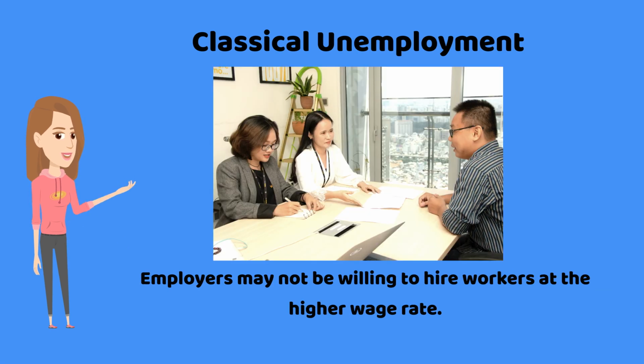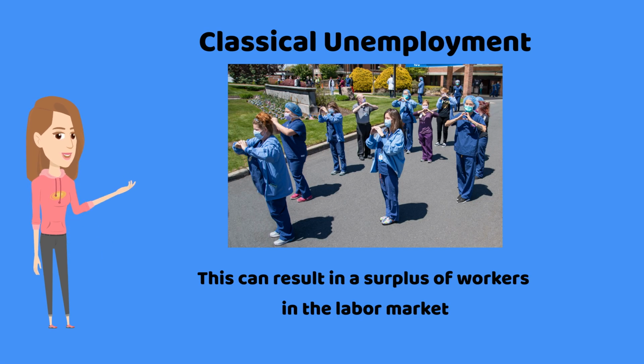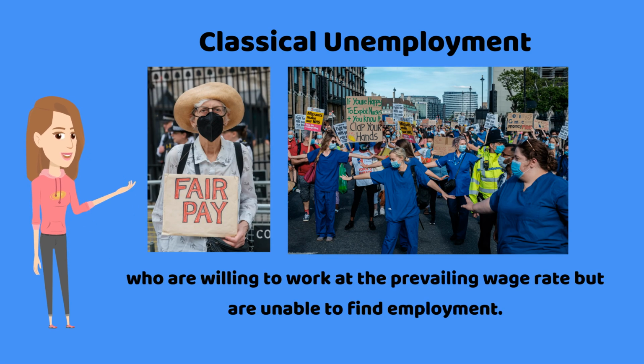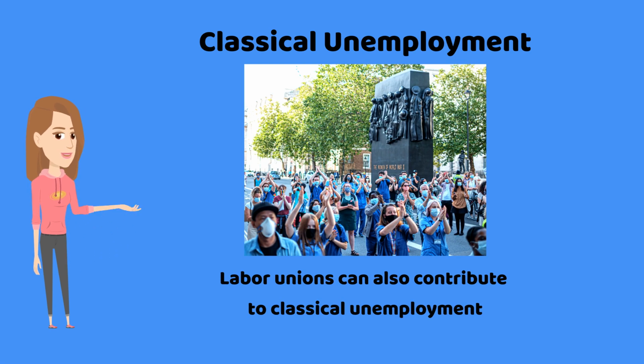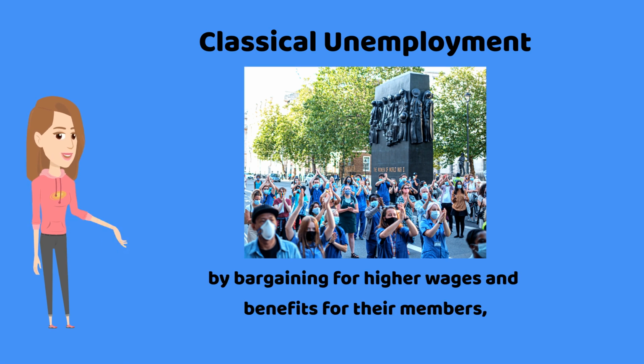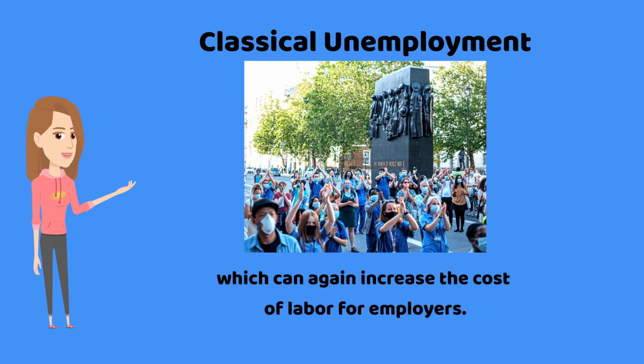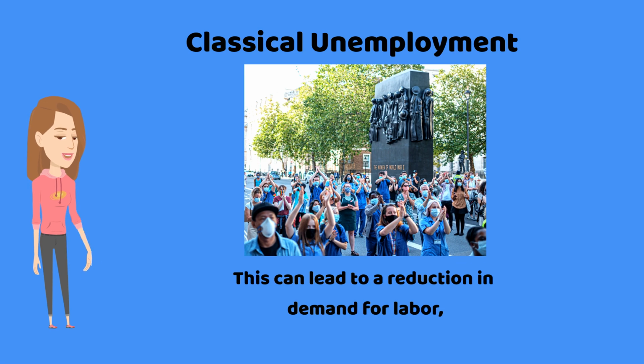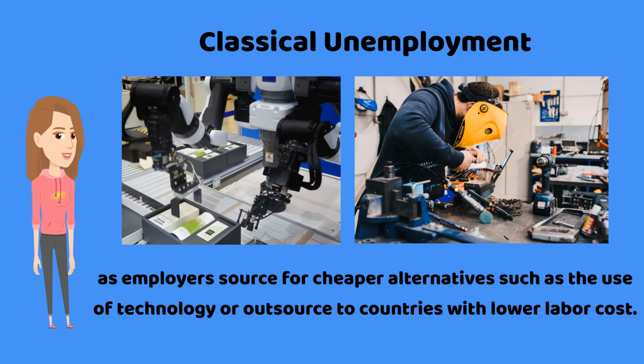Employers may not be willing to hire workers at the higher wage rate. This can result in a surplus of workers in the labor market, who are willing to work at the prevailing wage rate but are unable to find employment. Labor unions can also contribute to classical unemployment by bargaining for higher wages and benefits for their members, which can again increase the cost of labor for employers. This can lead to a reduction in demand for labor, as employers source for cheaper alternatives such as the use of technology or outsource to countries with lower labor cost.